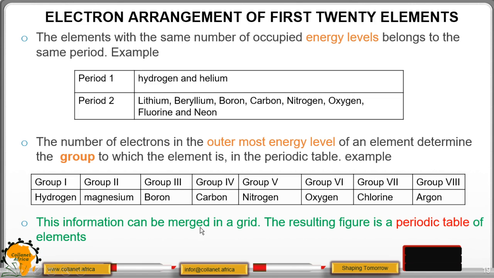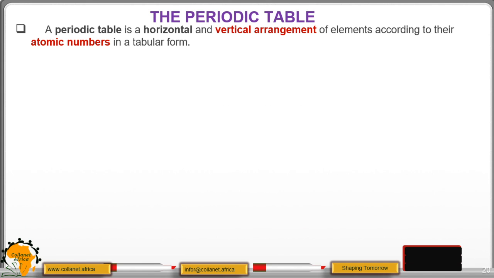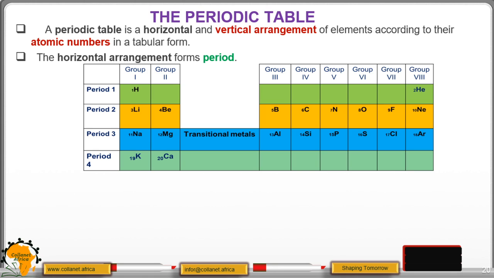This information can be merged in a grid, the resulting figure being the periodic table of the elements. The periodic table is a horizontal and vertical arrangement of elements according to their atomic numbers in tabular form. So let's see how this is done. The horizontal arrangement forms the period, and the vertical arrangement forms the group. So we have group 1, group 2, and it is important to note that they are usually written in Roman numerals: I, II, III, IV, V, VI, VII, and VIII.